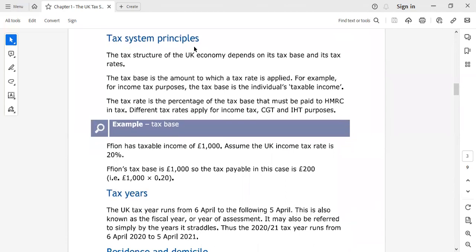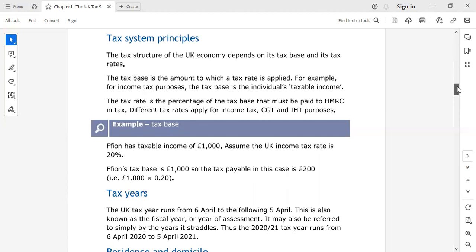Tax systems principle. The tax structure of the UK economy depends on its tax base and tax rates. So what is a tax base? The tax base is your taxable income. And the tax rate is the rate set by HMRC. Let's see an example. Vivian has a taxable income of £1,000. Assume the UK income tax rate is 20%. So the tax base in this case is £1,000 and the tax rate is 20%. So 20% of 1,000 is 200.